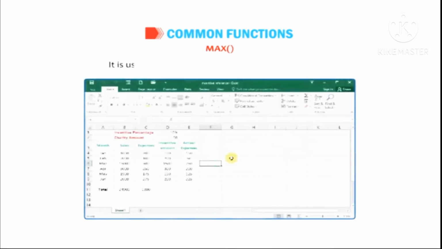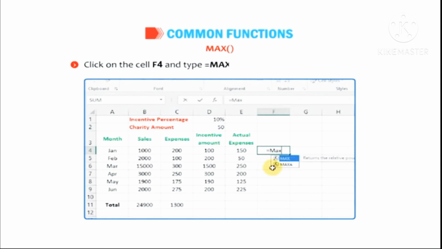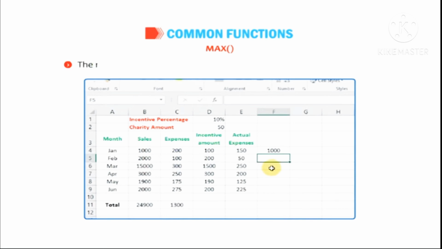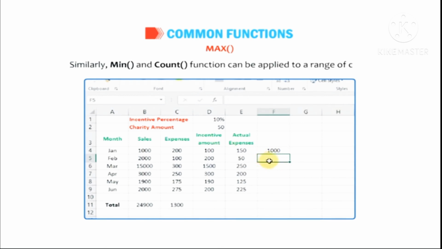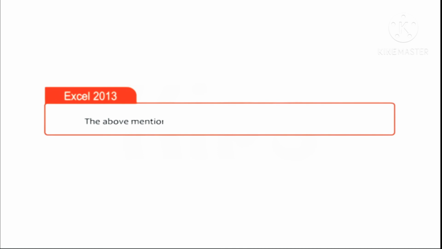Alright students, now MAX. It is used to find the largest value in the given range. Click on the cell F4 and type =MAX(B4:E4). Press Enter. The maximum value in the range B4 to E4 will be displayed in the cell F4. Similarly we can use the MIN and COUNT functions on a range of cells. The above mentioned functions are available in Excel 2013 also.